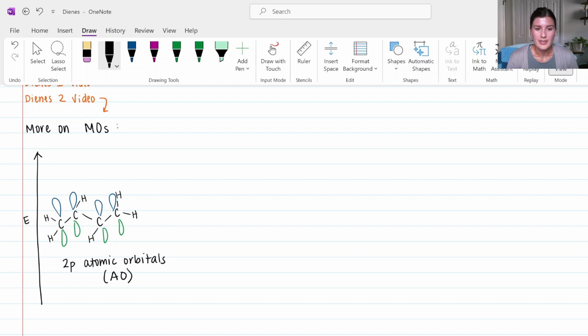So all 2p atomic orbitals, they're all in the same plane. These all have the same energy. So as we're talking on an energy scale, we have 4 2p atomic orbitals, and they're all at the same energy. So we have 2p AOs here. And that aligns with the structure we've drawn here on the left.